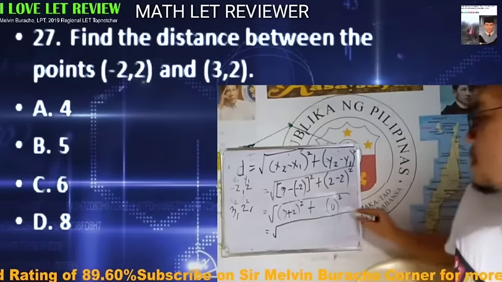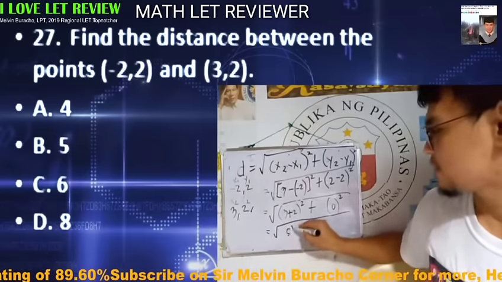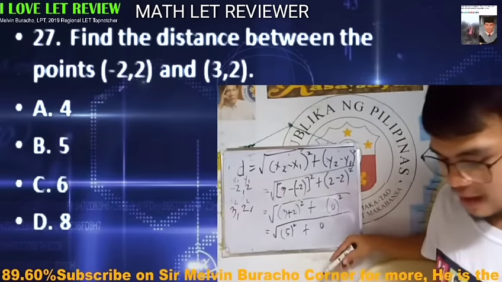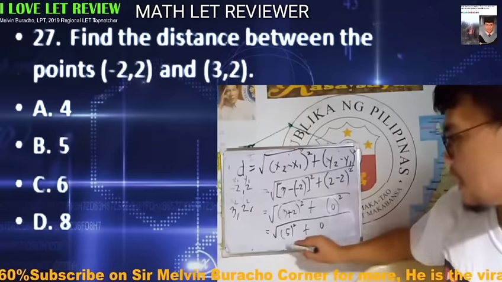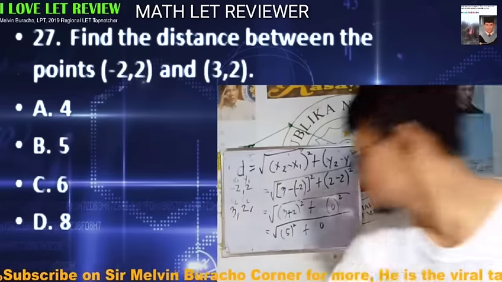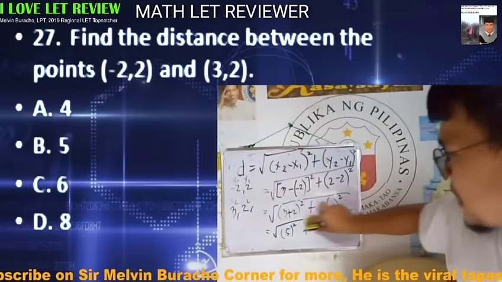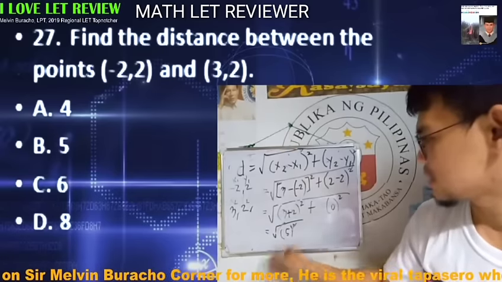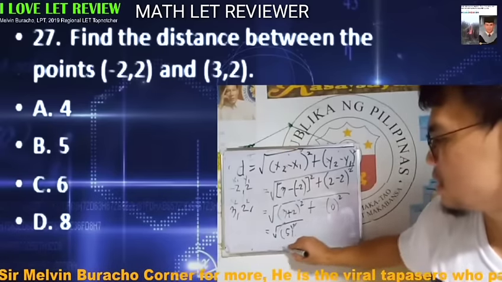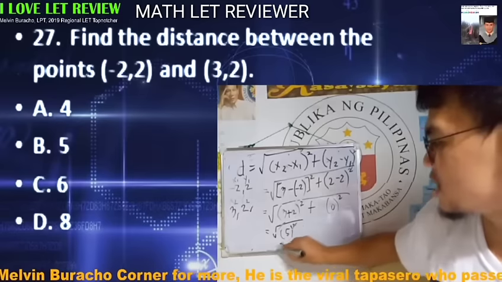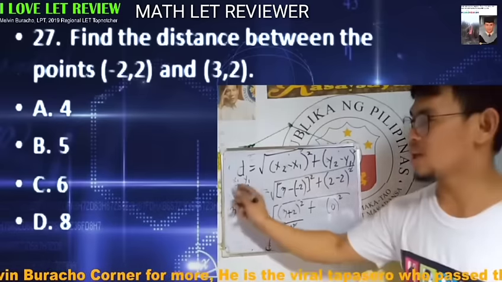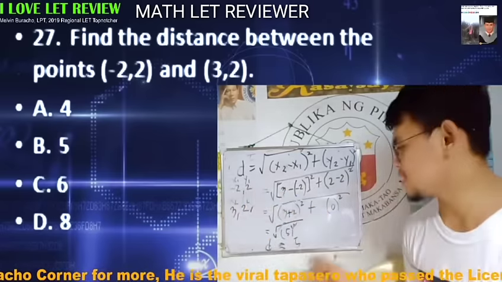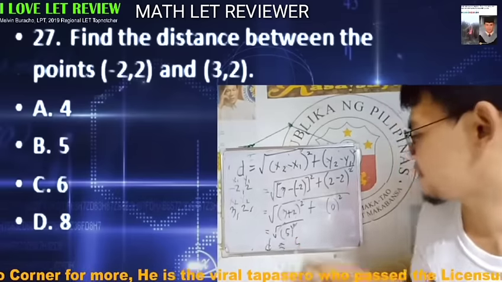Equals. Sige. 3 plus 2, that is 5. 5 square. Plus 0 times 0. 0. Okay? So, now. Paano ba to? Bring down 5 square. Okay, so, 0 naman na ito. Wag na natin siyang isulat para magiging shortened na siya. Sige. So, square. So, cancel. Cancel the square root symbol. So, this is now 5. So, the distance for negative 2 and 2, and then 3 and 2, they are the given points. The distance between them is 5.